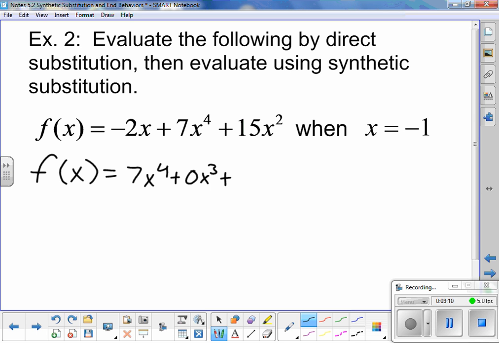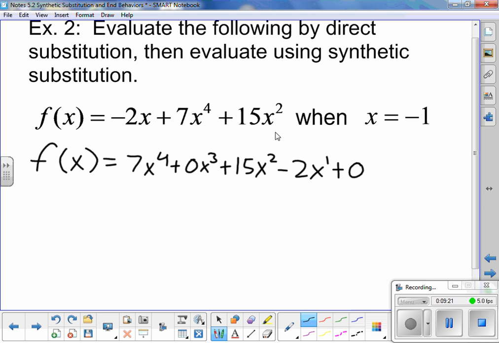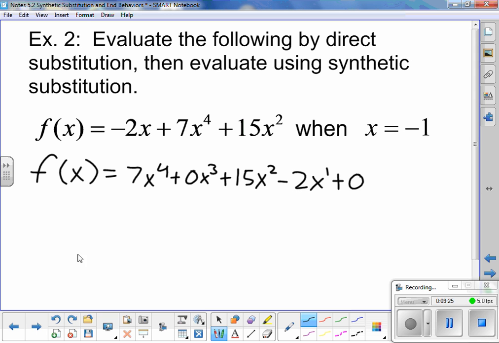You have an x squared. You have an x to the first, and then you don't have any constant part. Okay? That's how you set that up. So your coefficients are 7, 0, 15, negative 2, 0. And then you would just do it both ways.